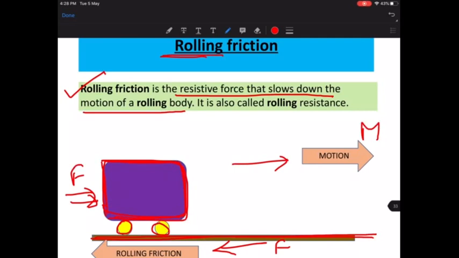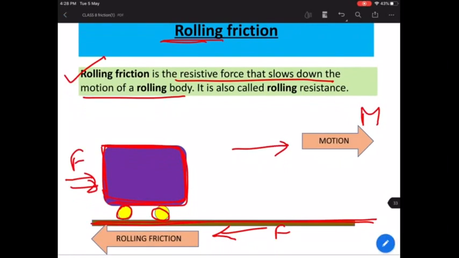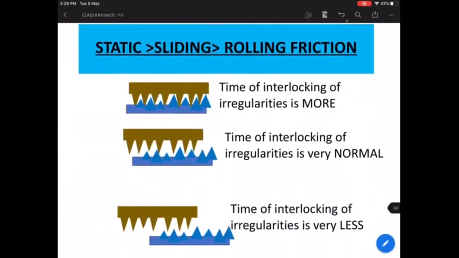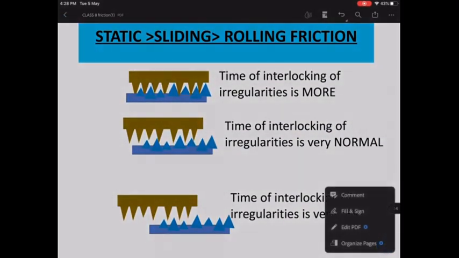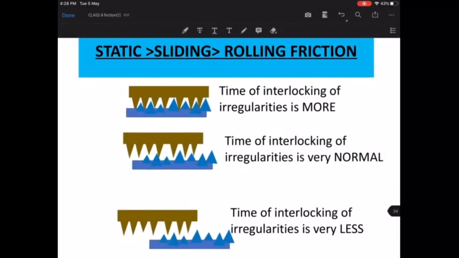So is it easy? Are you all able to understand rolling friction, sliding friction, static friction? Okay, I hope I'm making it absolutely clear and easy for you. Okay, fine. So now let's move forward. Now it is the time for us to compare all the three friction.